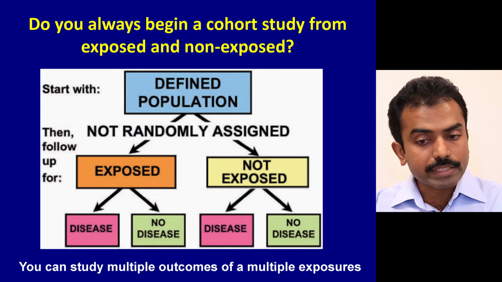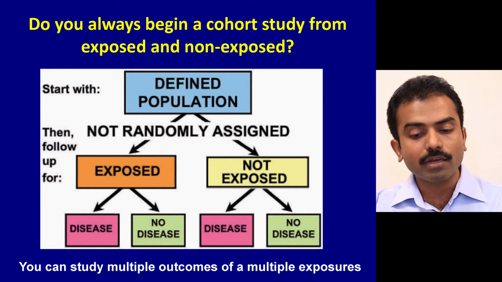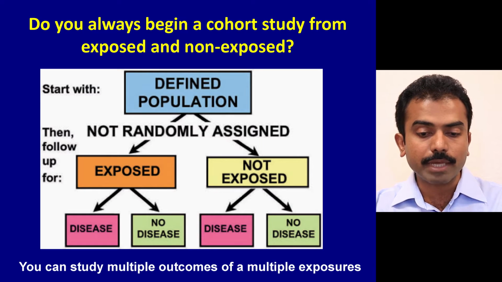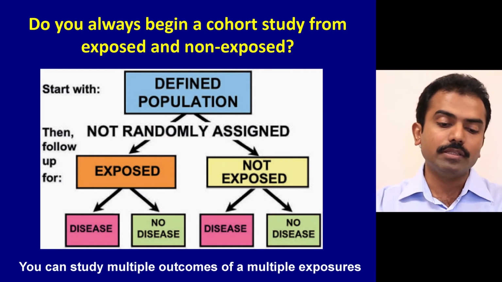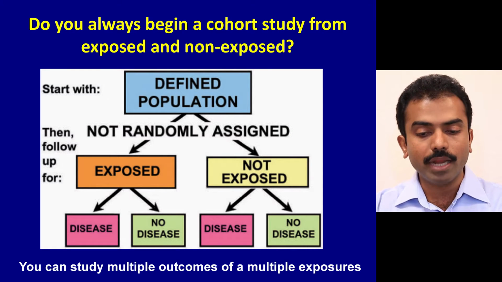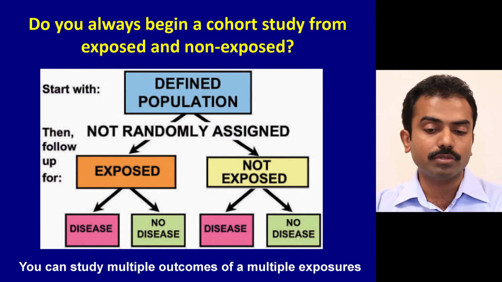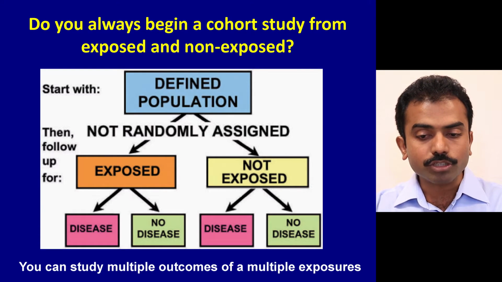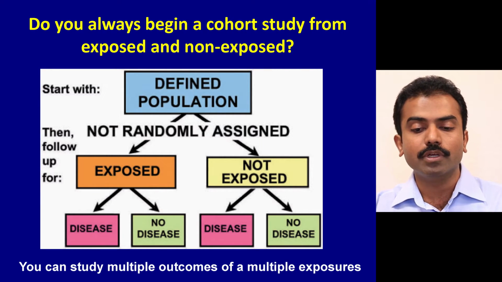Well, do you always begin a cohort study from exposed and non-exposed? Well, not necessarily. And I'll give you some examples. Maybe you've heard of this large study called the Framingham Heart Study. And Framingham, in this case, is actually the name of a place. And all the people staying in Framingham were enrolled into the study. So you are actually putting together a cohort based on some other criteria, like a defined population, instead of an exposure.